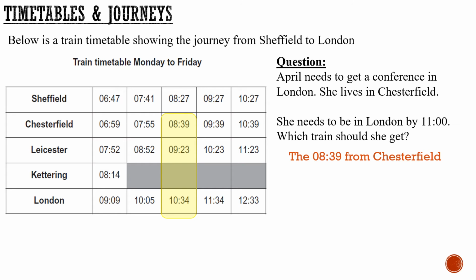Now you might be like, oh Miss, why have you written the 8:39 from Chesterfield? Because if I look back at the question, it says she lives in Chesterfield. So that is the time she needs to get the train.